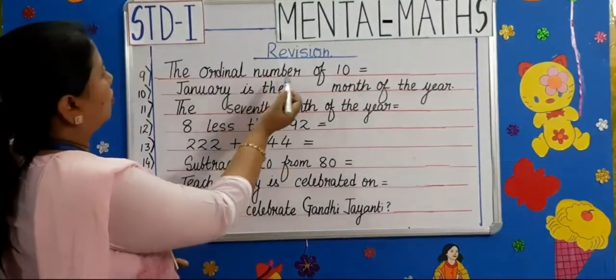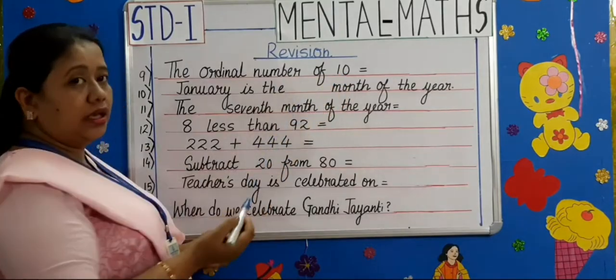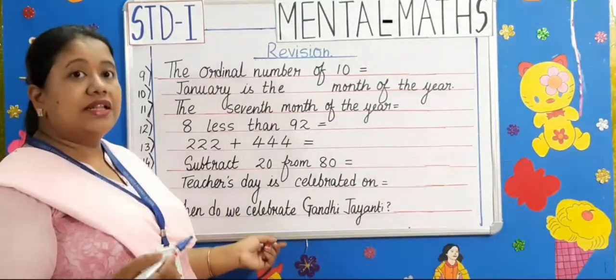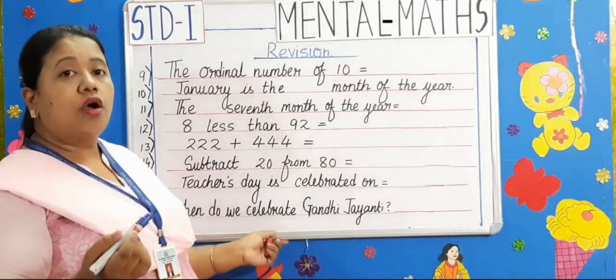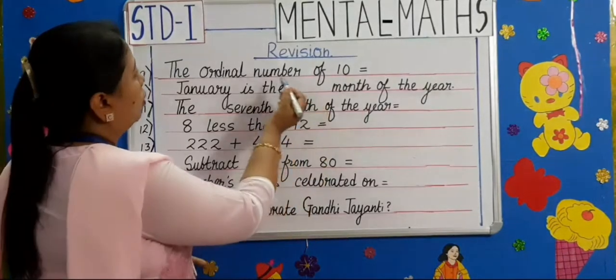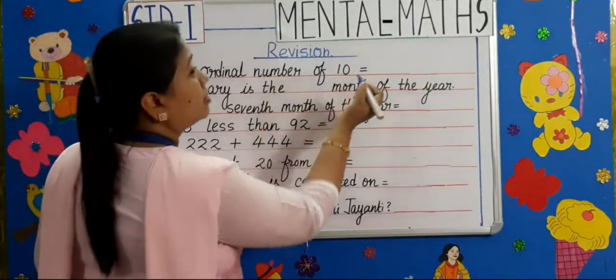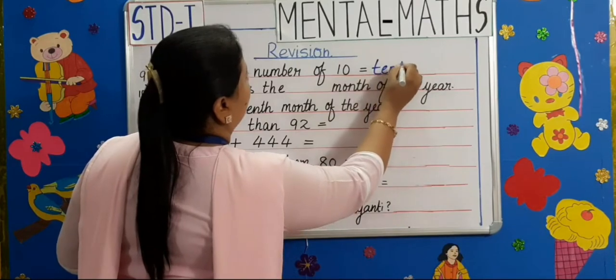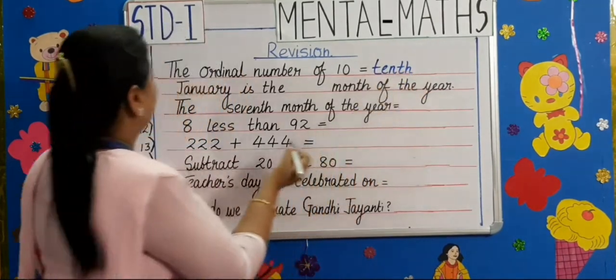The ordinal number of 10 is, children, ordinal number tells us the position of something in a list. So, ordinal number of 10 is 10th. Yes, very good. T-E-N-T-H, 10th.